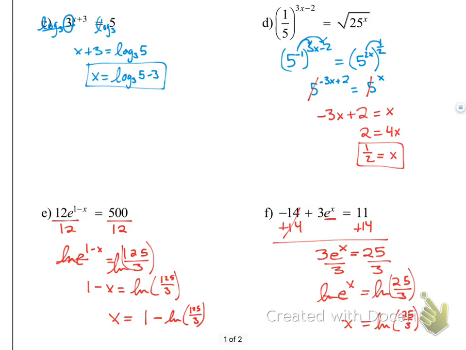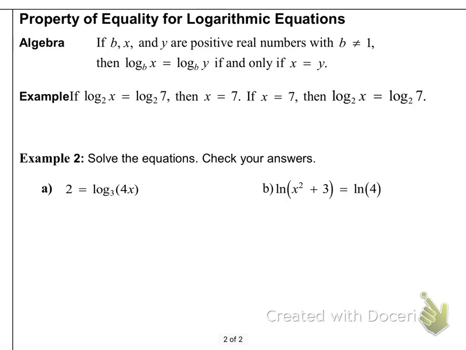So that's a brief overview of how you deal with exponential functions. Now let's look at logarithms. What you really need to know is that to undo a logarithm, the opposite or the inverse of a logarithm is an exponential function. So let's look at part A.